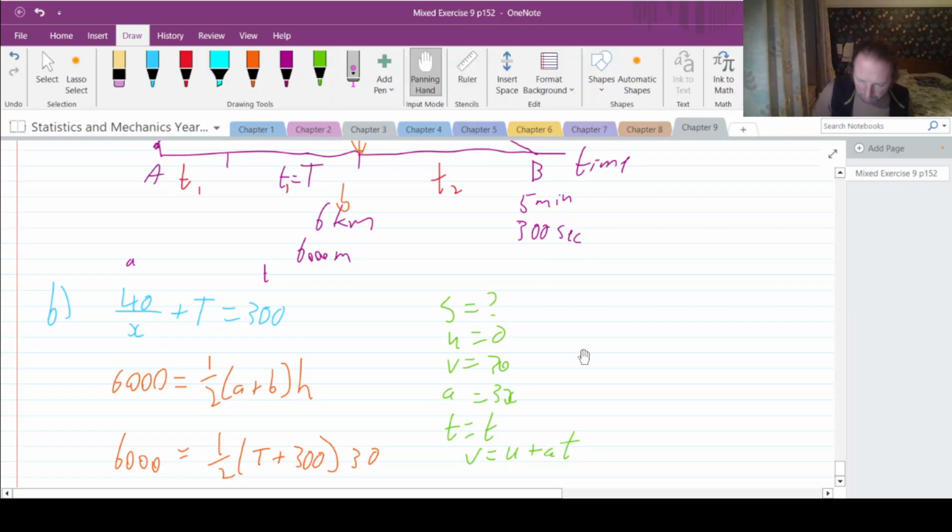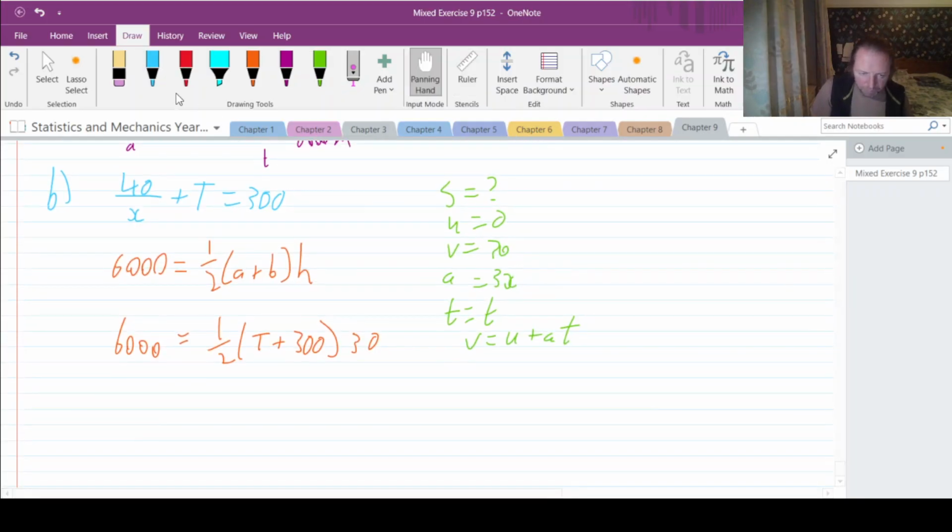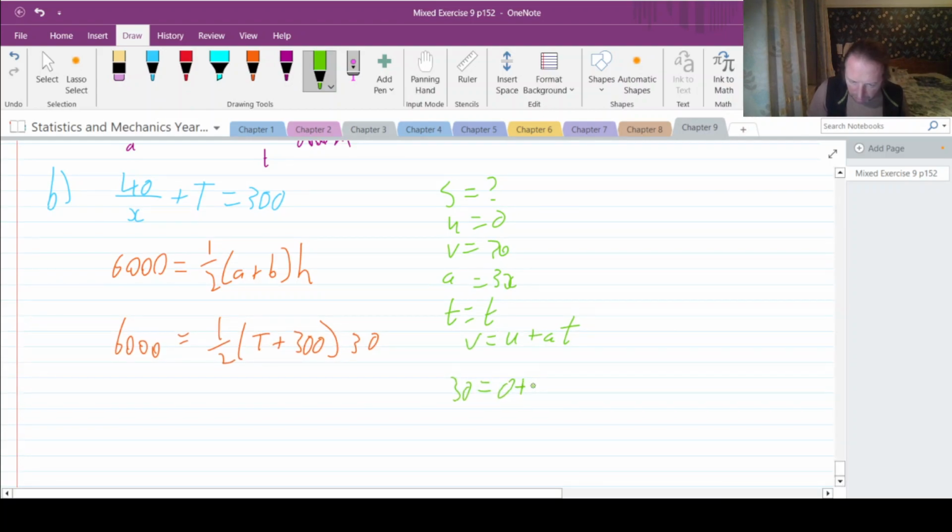okay, and if we use that and we say 30 is equal to 0 plus 3xt, and then this is the t1, okay, and so if I take 30 and I divide it by 3x, I will have t1.